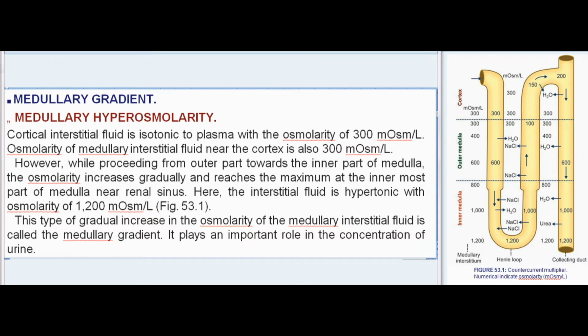Medullary gradient. Medullary hyperosmolarity. Cortical interstitial fluid is isotonic to plasma with an osmolarity of 300 mOsm/L. Osmolarity of medullary interstitial fluid near the cortex is also 300 mOsm/L. However, proceeding from the outer part towards the inner part of the medulla, the osmolarity increases gradually and reaches the maximum at the innermost part of the medulla near the renal sinus. Here, the interstitial fluid is hypertonic with osmolarity of 1200 mOsm/L, Fig 53.1. This gradual increase in the osmolarity of the medullary interstitial fluid is called the medullary gradient. It plays an important role in the concentration of urine.